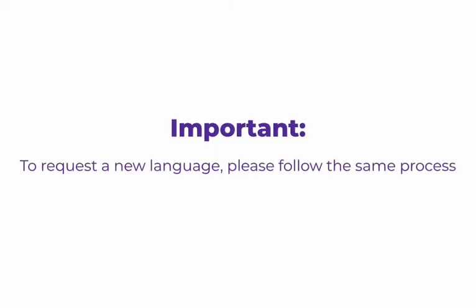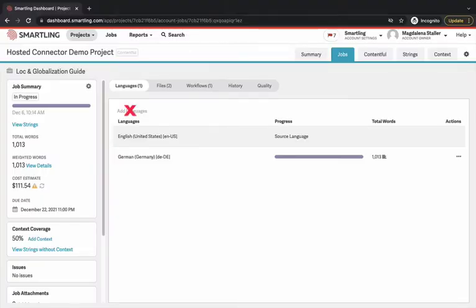Whenever you want to request translations into a new language, please follow this same process and initiate the translation from your Connector tab. Please do not use your Jobs page to add a new language to an existing job, as this would prevent the translations from being sent back to your content platform.